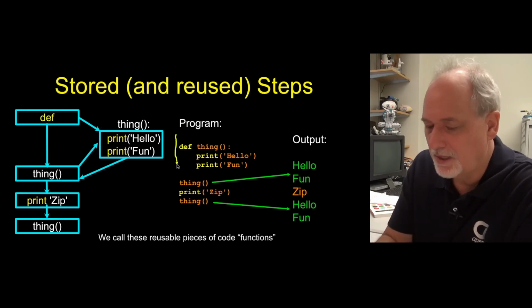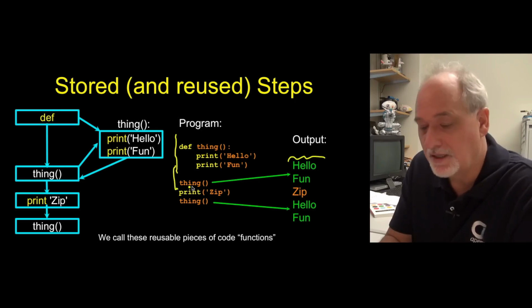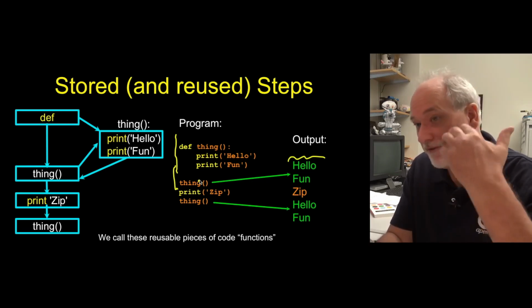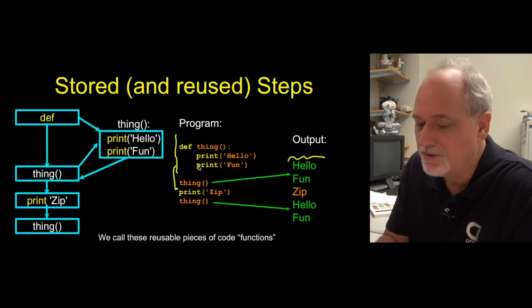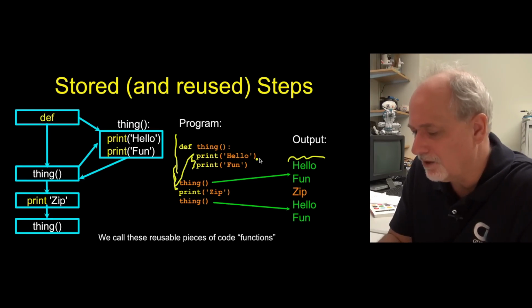So this doesn't do anything. So there's no output here from that stuff right there. But then what happens is you invoke it. And this thing looks like it's part of Python, but you in effect have extended Python with your def statement. And so when it sees thing, it goes up and runs your code. And so out comes hello fun.